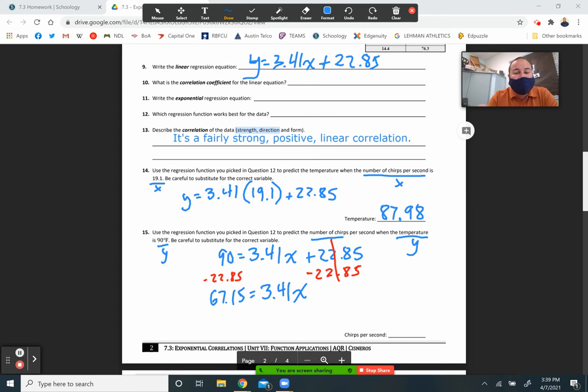What's the last step? Yeah, divide by. Good. Divide both sides by 3.41. This cancels out. When I divide that, that leaves me with the x. And x equals what? 21 point what? 39? Yeah. Okay. So I'll just put that right here.